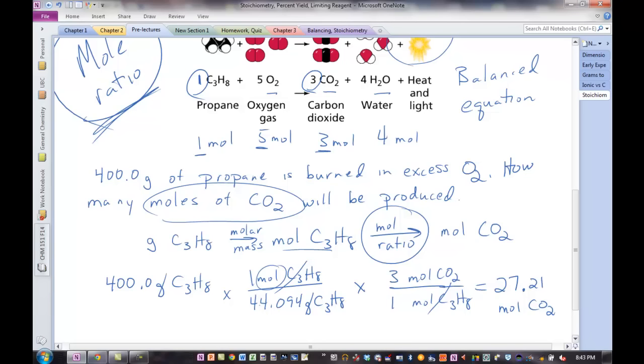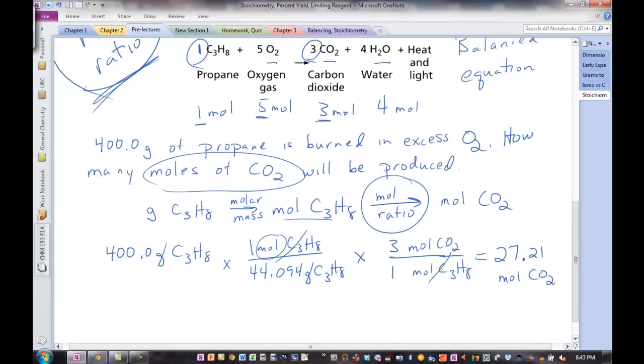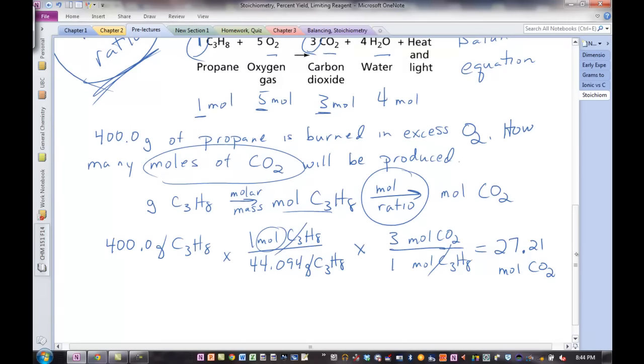Okay, so make sure you can start thinking through things like this. So 10 moles of propane, estimated. 3 moles of CO2 for every 1 mole of propane. We're going to get 3 times as much, 30 moles. We calculated 27. We're in the right ballpark. That looks good. All right, last thing with this problem.